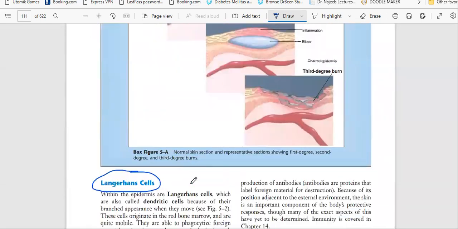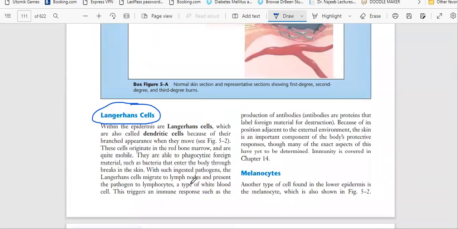They act as an immune system. Whatever pathogen comes in through the skin, the Langerhans cells will attack it and take it to the lymphocytes. Then afterwards, what will the lymphocytes do? They will produce antibodies according to the pathogen. This is the basic function according to our immunity.